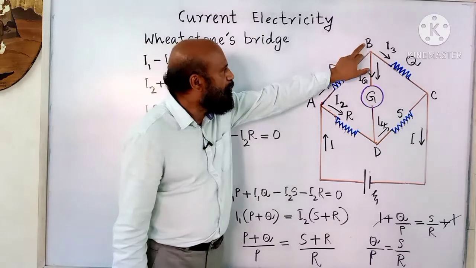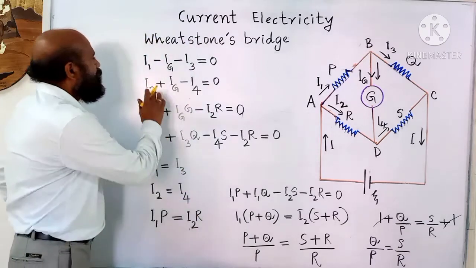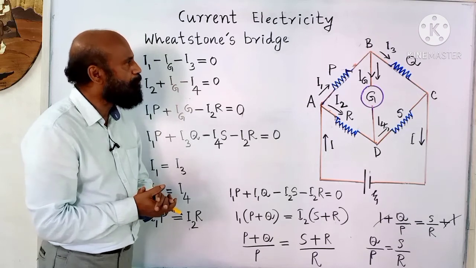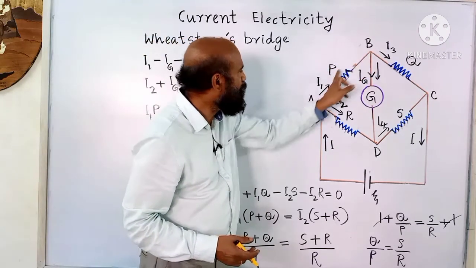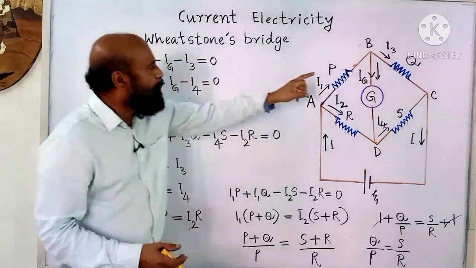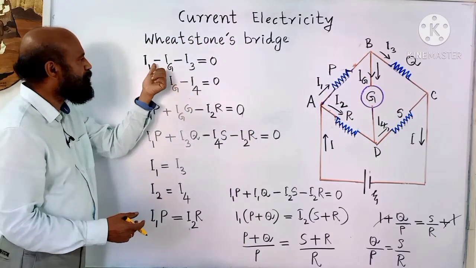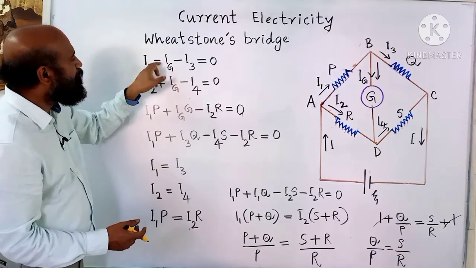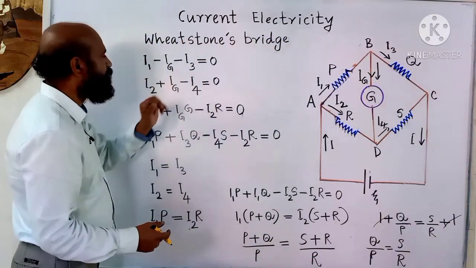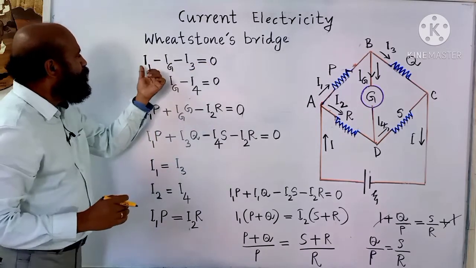Now let us apply Kirchhoff's first rule, or current rule, to the junction B. The first rule is: the algebraic sum of currents meeting at a junction in a circuit is 0. Here I1 is coming towards the junction, so plus I1. But Ig is going away from the junction, so minus Ig. Current going away from the junction is to be taken negative. Now I3 is also going away from the junction, so minus I3. So you are getting the first relation.